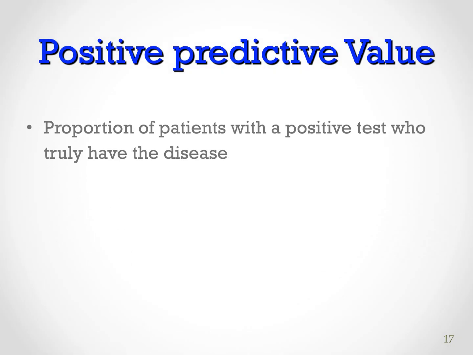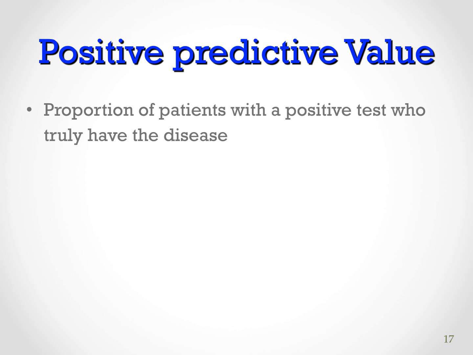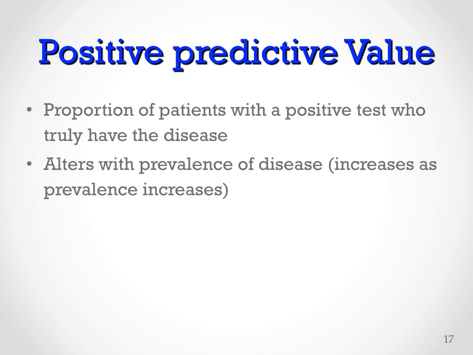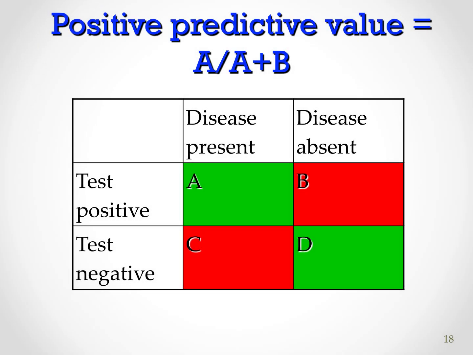Positive predictive value is the proportion of patients with a positive test who truly have the disease. And unlike sensitivity and specificity, it alters with the prevalence of disease. In this 2x2 table, you can see that the PPV can be worked out by dividing all those who have the disease and a positive test, true positives, designated by A, by all those who have a positive test, true positives and false positives, or A plus B.